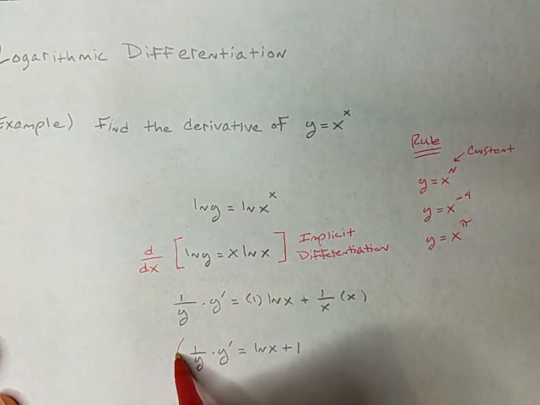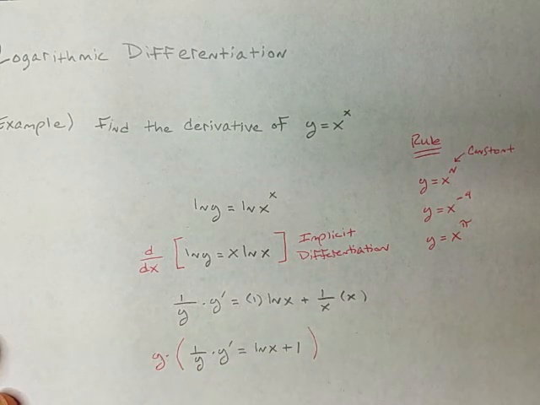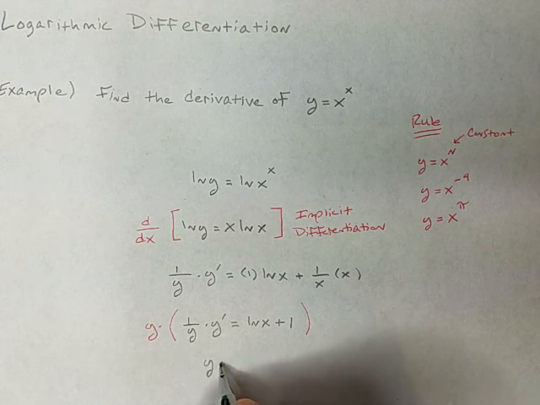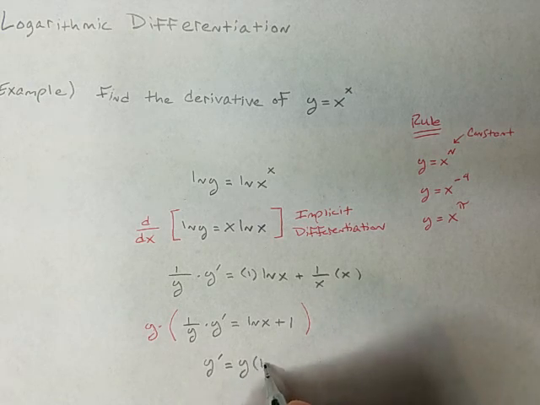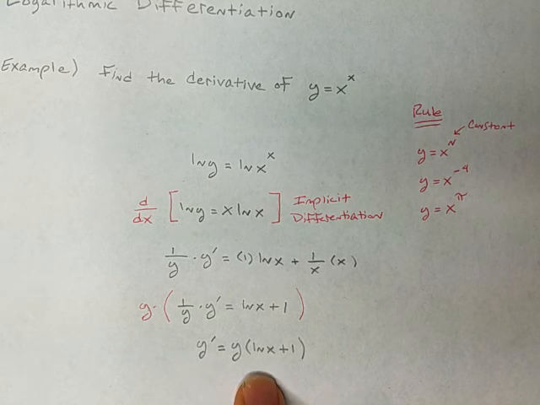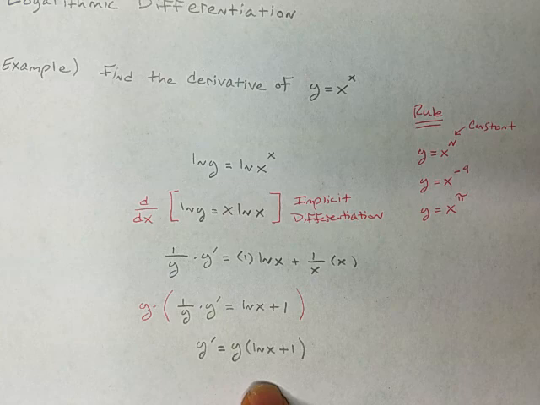If I just took the equation and multiplied both sides times y, that would solve for y prime. If I did that, it would cancel 1 over y on the left-hand side. And then over here, you might say something like y times natural log of x plus 1. And you could say, okay, well, there's your derivative. There's y prime.